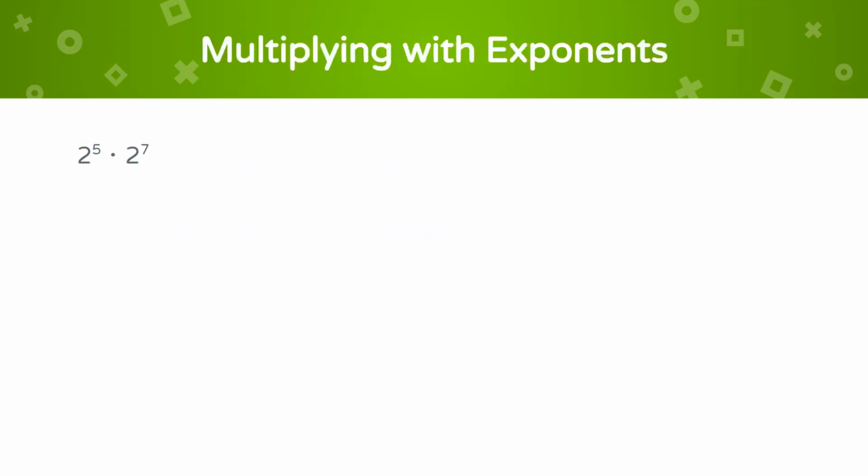So let's get started with our first example. Over here we have 2 to the power of 5 times 2 to the power of 7. Our base in this expression is 2 and the exponents are 5 and 7. If we use the rule that we came up with in the previous slide, the next thing we need to do is rewrite the expression as 2 to the power of 5 plus 7. That's some pretty easy addition, and so our final answer is that this equals 2 to the power of 12.